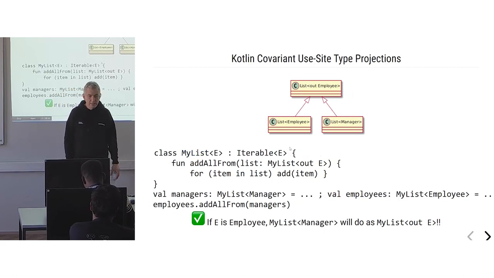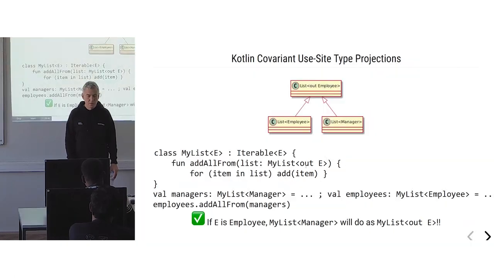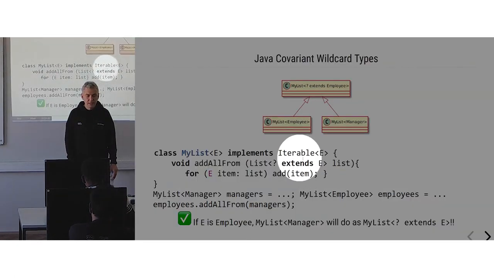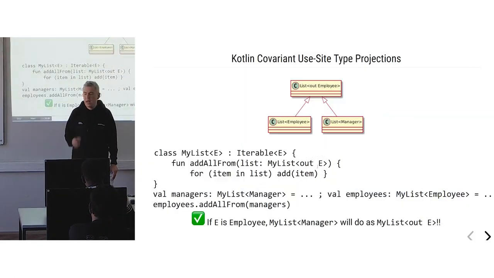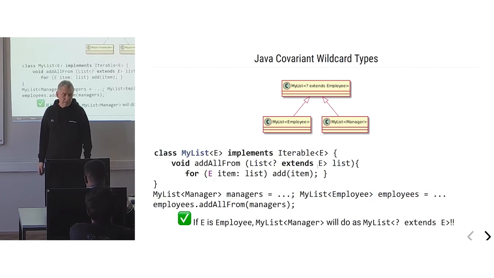In Kotlin, it's the same, but Kotlin is more concise. You have out E here, right? So instead of extends E here, you have out E here. And by the way, what does this out mean? This out means that we are going to get elements out of the object, like we are reading. Yeah, so it makes sense. This out is not about inheritance, but it's about reading.